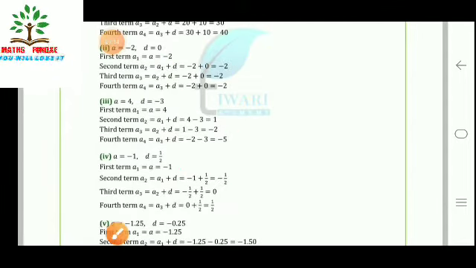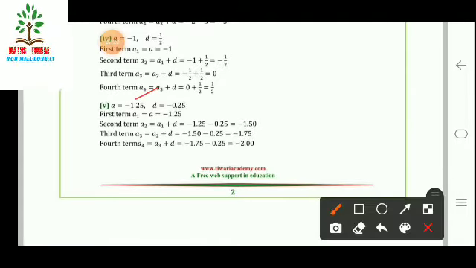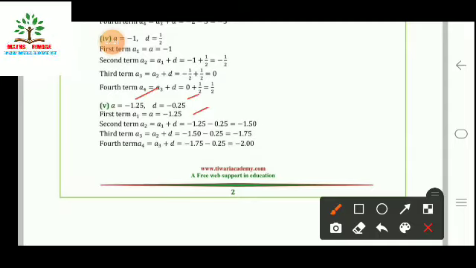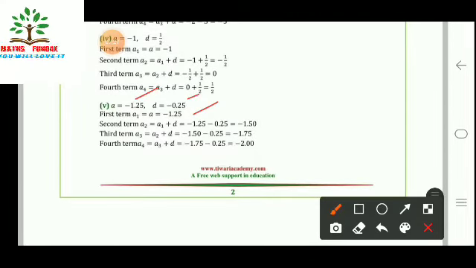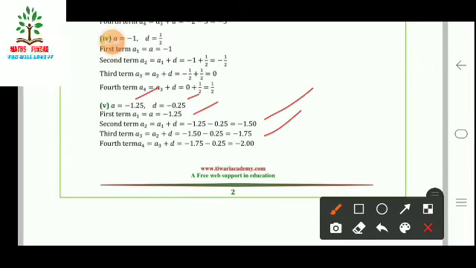So moving towards the next part, we can see in the fifth part what we have. It is given that a is equal to minus 1.25, d is equal to 0.25. So the first term is a1 is equal to a is equal to minus 1.25. The second term is a2 is equal to a1 plus d is equal to minus 1.5. Then the third term a3 is equal to a2 plus d, which is equal to minus 1.75. Then the fourth term is a3 plus d is equal to minus 1.75 minus 0.25, which is equal to minus 2.